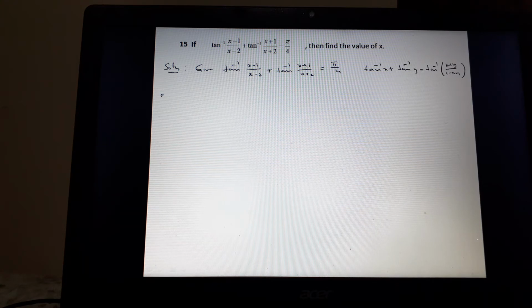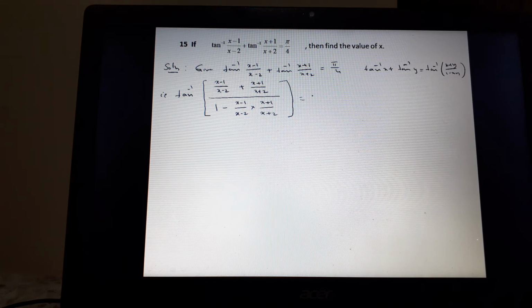Therefore I can write that is tan inverse of, I have to use a big bracket here. So then here (x minus 1)/(x minus 2), then plus (x plus 1)/(x plus 2). So this is tan inverse of (x plus y), then 1 minus (x minus 1)/(x minus 2) into (x plus 1)/(x plus 2), and this will be equal to pi by 4. Now you can take tan inverse this side, so that tan pi by 4 is 1.